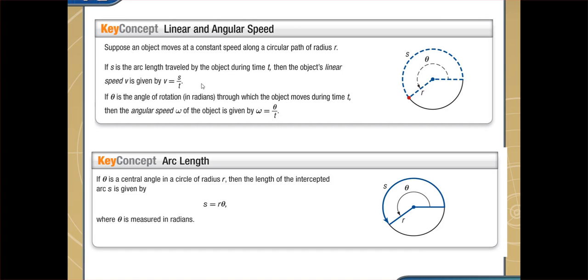Hello, in this video we are going to learn about the linear speed and the angular speed. Let's begin.